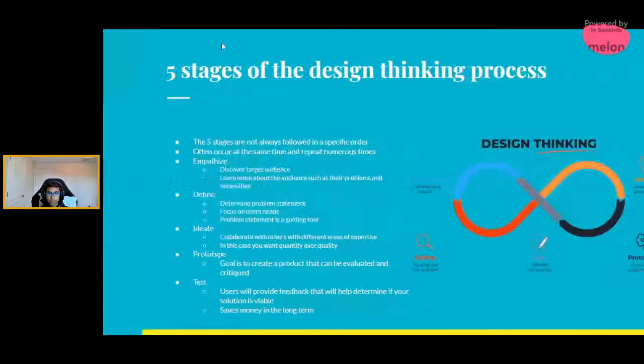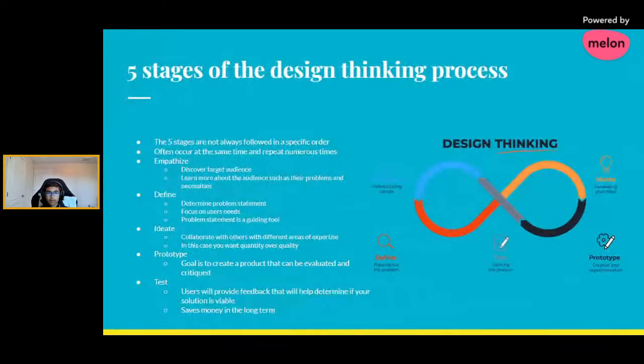So here are the 5 stages of the design thinking process. The 5 stages are not always followed in a specific order. They often occur at the same time and repeat numerous times. These are empathize, define, ideate, prototype, and test. So empathize is when you discover your target audience and you learn more about the audience, such as their problems and necessities. Define is where you determine a problem statement by focusing on the user's needs, and the problem statement that you determined is usually used as a guiding tool.